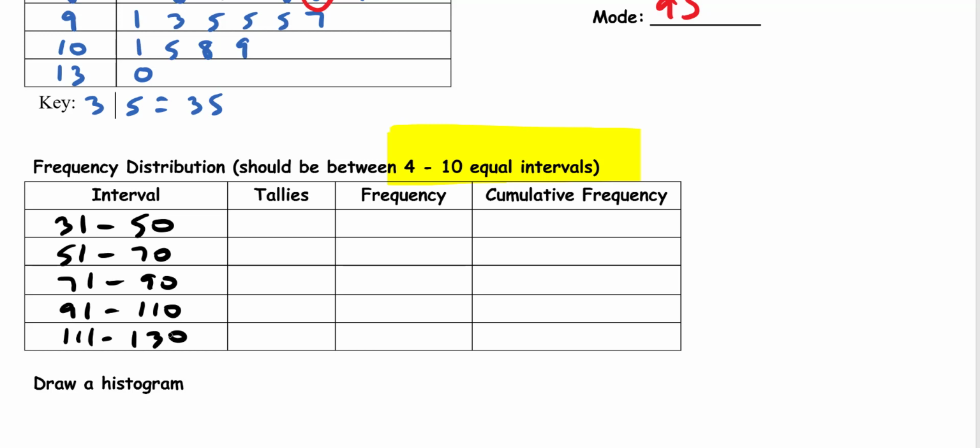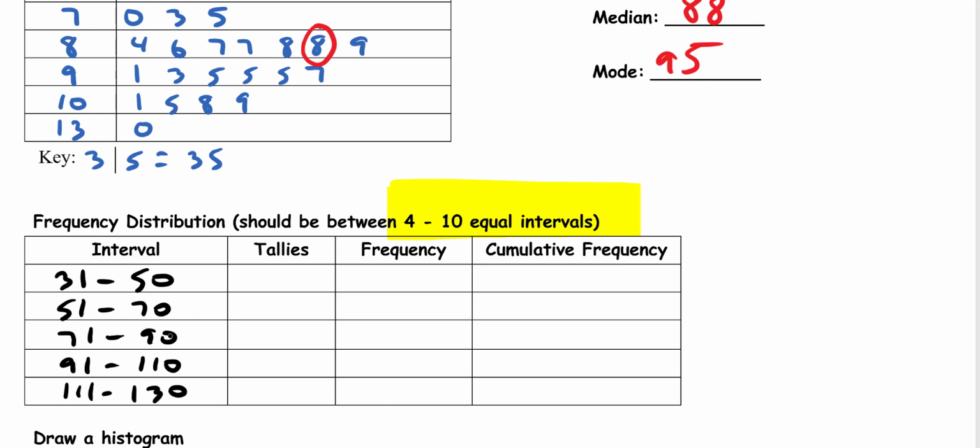That's pretty good. Notice I didn't go 30 to 50 and 50 to 70, because you don't want to repeat numbers. And then you're going to do a tally. I can't fit everything on the screen, but for the tallies, you just count the number between 31 and 50, and there's only 1. In 51 to 70, there are 4. Between 71 and 90, there are 9. And 91 to 110, there are 10 of those.